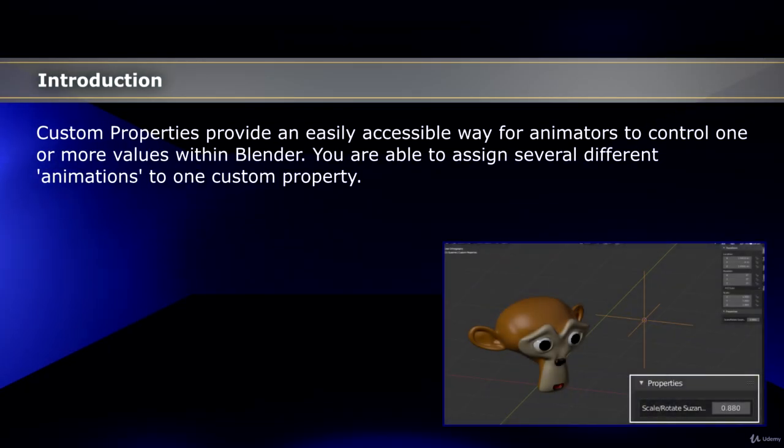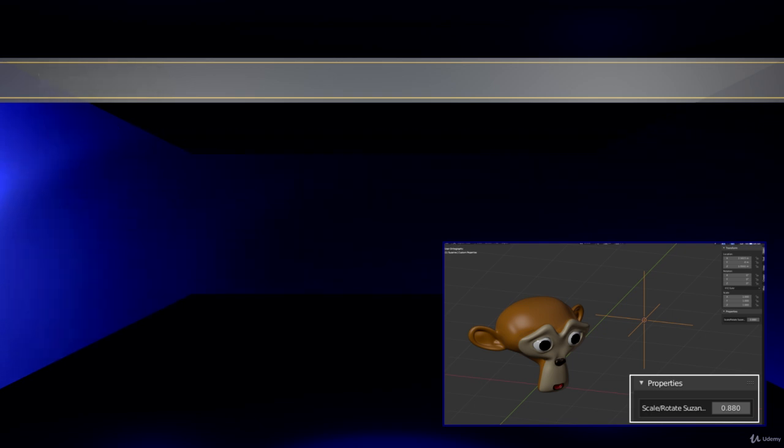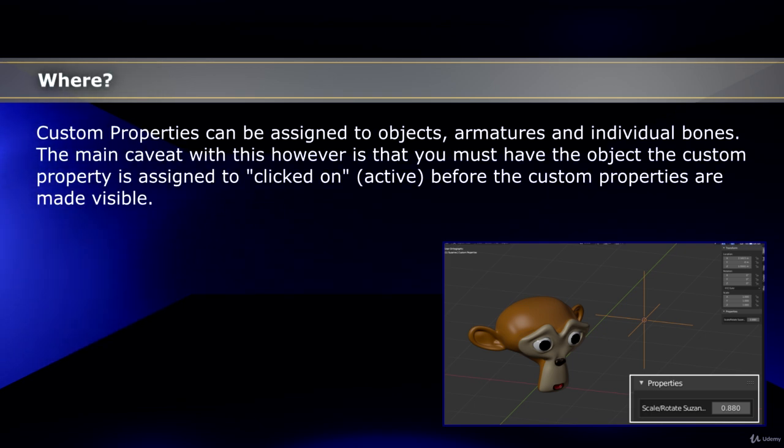Custom properties provide an easily accessible way to control other values within Blender. You can usually assign several different animations to one property for simplicity's sake. I'll go through what that means during the course of the lecture. Custom properties can be assigned to objects, armatures and individual bones.